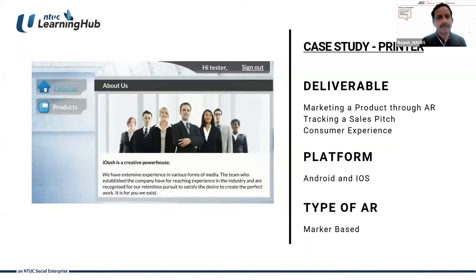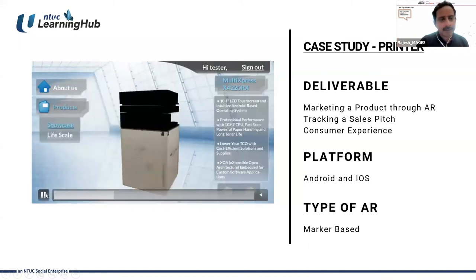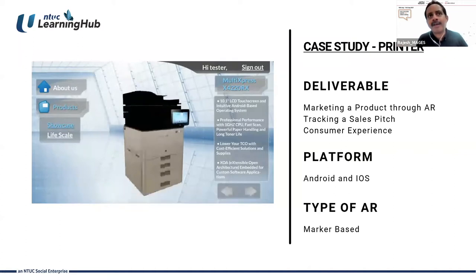And just sign in. You'll see a typical app-based plan, where you have an interface, you can talk about us, and you can talk about the different types of printers. You have a 3D model in the center, and you also have some information that gets popped up. That means the customer or the client can understand who we are and what products we are selling.